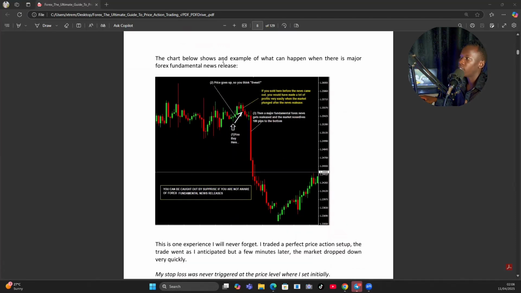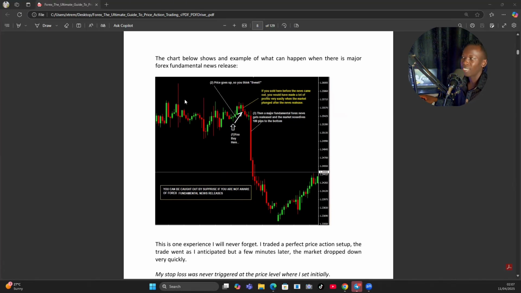This is the chart. The chart below shows an example of what can happen when there is a major fundamental news release. So this is NFP. If you see a bigger candle like this, if you sold here before the news came out, you would have made a lot of profits. Very easy when the market lagged after the news release. Then a major fundamental forex news gets released and the market moved like 180 pips to the bottom.